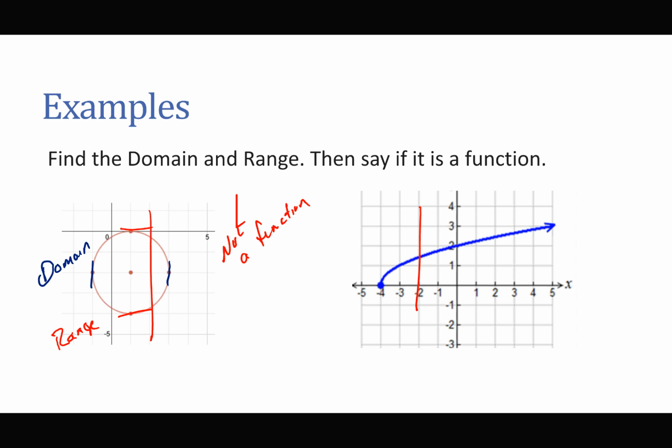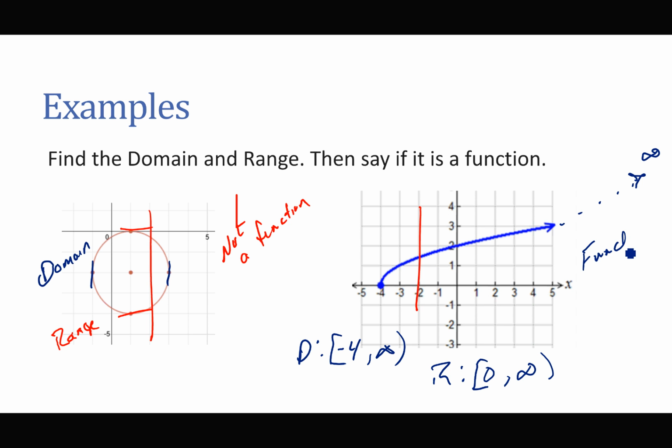This one, my domain, let's go real quick on this one. Domain is from -4 inclusive all the way out to infinity. And then my range is from 0 inclusive all the way to infinity, because this is going to keep going up and up and up all the way up here to infinity. Okay, and this one is a function.